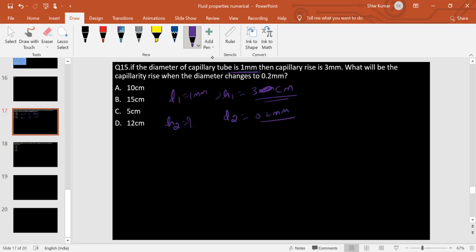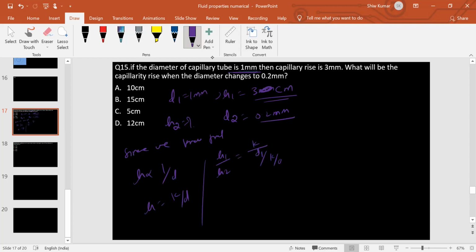No problem, since we know that h is inversely proportional to diameter, h is equal to K by d. So h1 by h2 must be equal to K by d1 divided by K by d2. If you simplify that, it will be equal to d2 by d1. The h1 value is given here as 3 centimeters, h2 I need to find out. d2 is given as 0.2 mm and d1 is 1 mm. So the h2 value will be equal to 3 by 0.2, which is 15 centimeters.